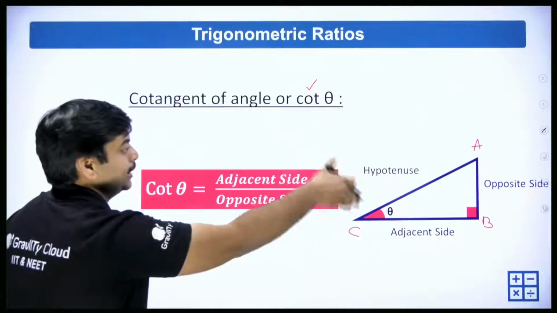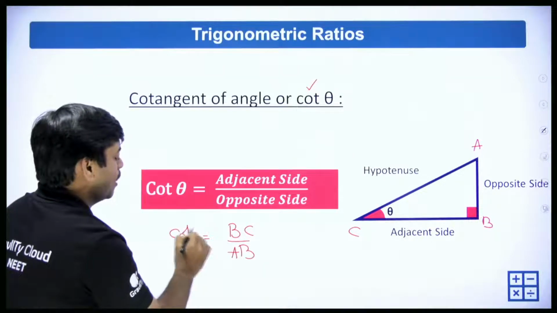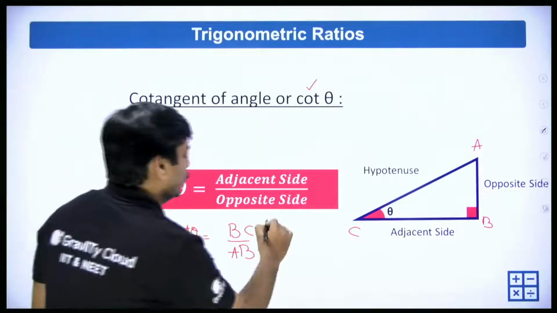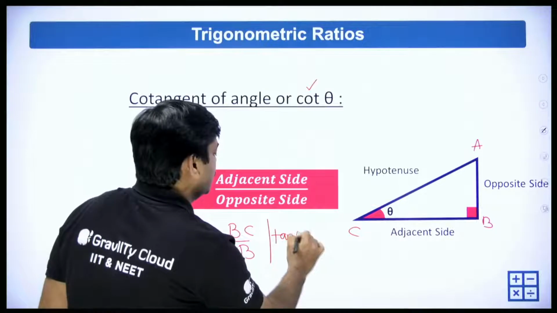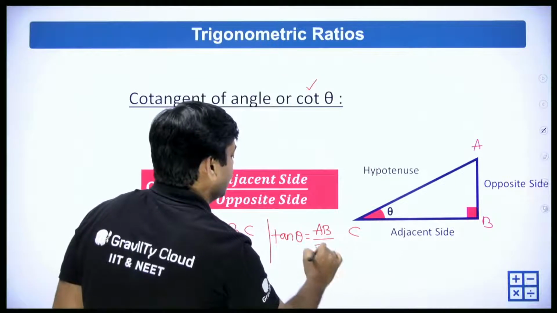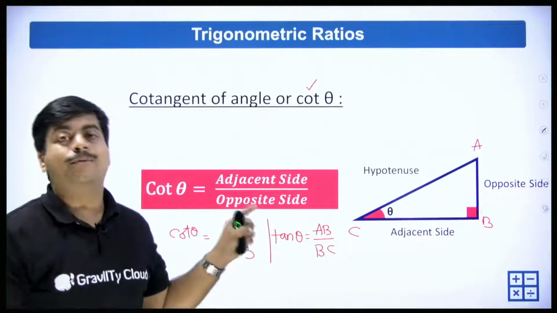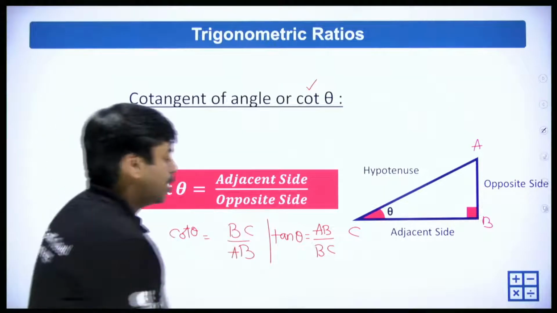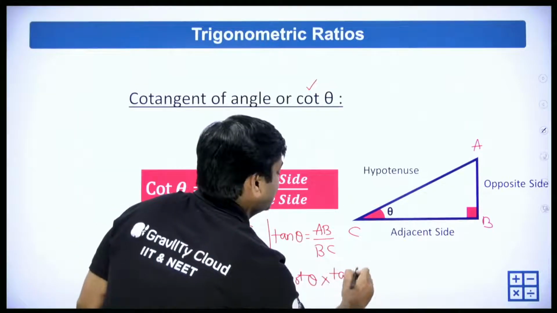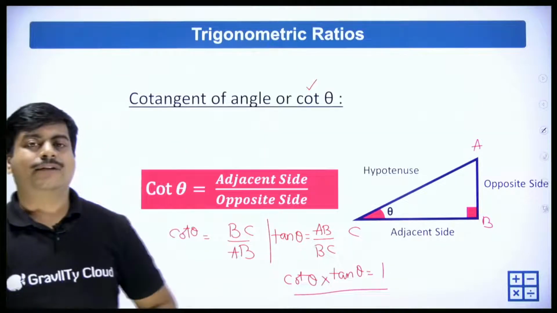By opposite is AB. So that is the value of cot theta. We already discussed what tan theta is. Tan theta is equal to opposite AB by adjacent BC. So again I'm saying, even these two are reciprocal to each other. That means cot theta into tan theta will always give you the value 1.